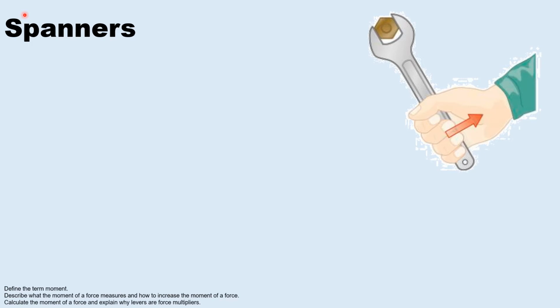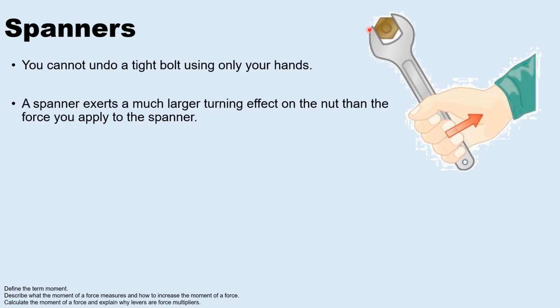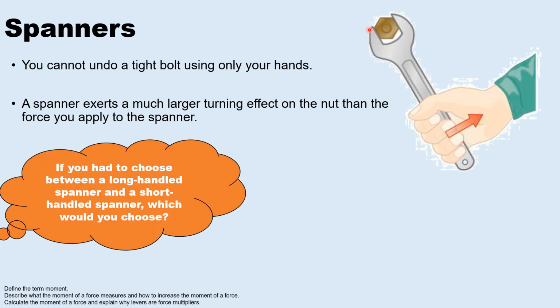So if we look at spanners then, here we have a spanner and it is undoing a bolt. So you cannot undo a tight bolt using only your hands, as I asked you to look at in the starter. So hopefully this should be helping you come to the correct conclusion on that, if you hadn't already. The spanner exerts a much larger turning effect on the nut than the force you apply to the spanner. So if you had to choose between a long-handled spanner and a short-handled spanner, which one do you think you would choose and why? So jot that down really quickly and answer this question, and then we will go through it.